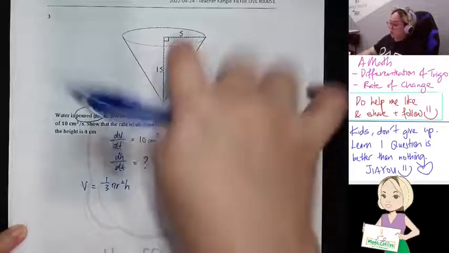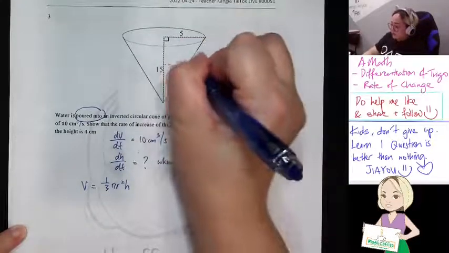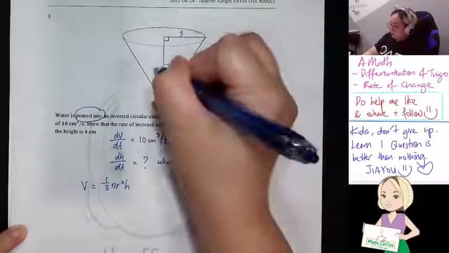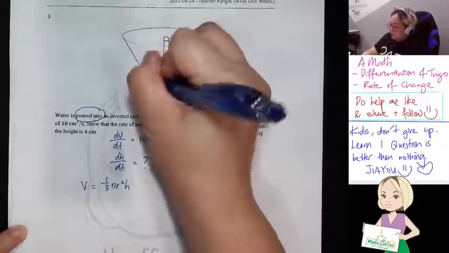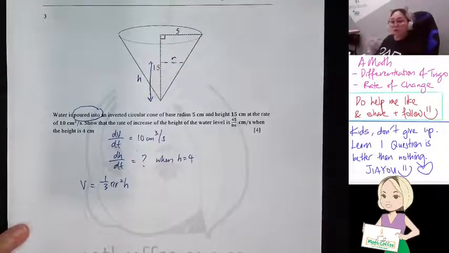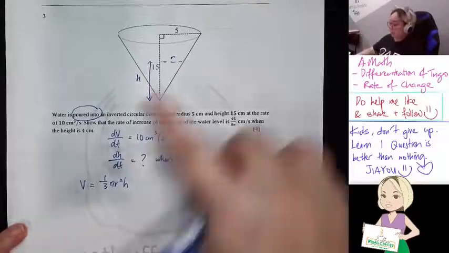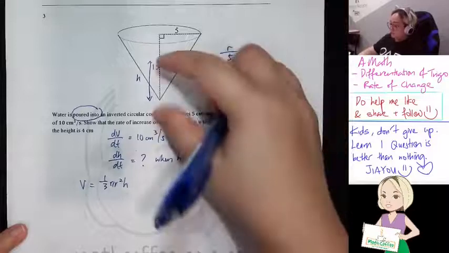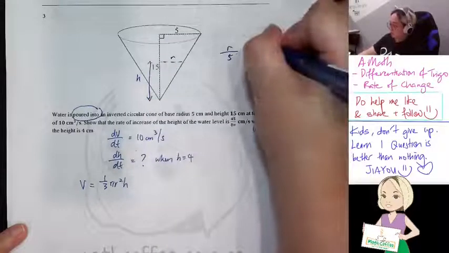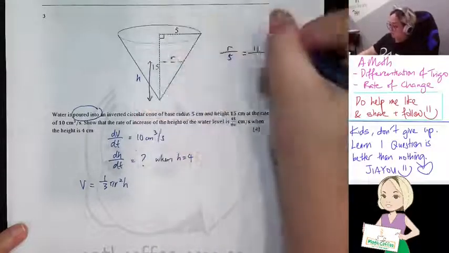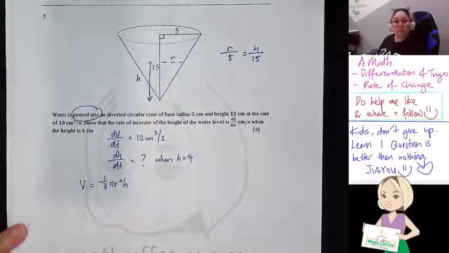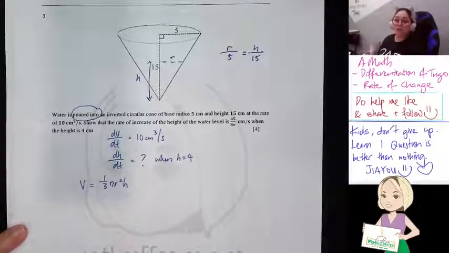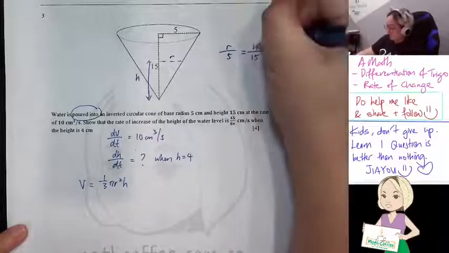How? We know that here is R. Here is the height of the water, I label this as H. So similar triangles tells me that small over big, R over 5 is equal to H over 15. Very important. This is how you find the formula that relates between your R and H.